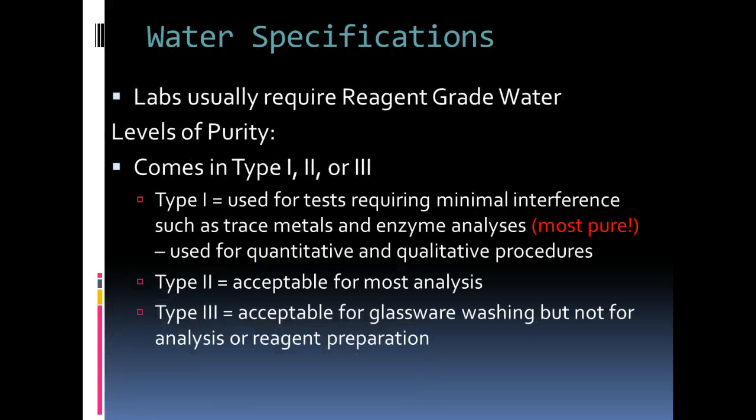We usually use reagent grade water, and we purchase water quite a bit, or some labs that go through a lot of water may actually make their own, but the smaller ones definitely do purchase. We call them cubitainers of water. They usually have about 3 to 5 gallons in them. Type 1 is the most pure. It has minimal interference. It doesn't have trace metals or doesn't interfere with trace metals or enzymes. We use it for quantitative and qualitative procedures, so know that type 1 water is the most pure.